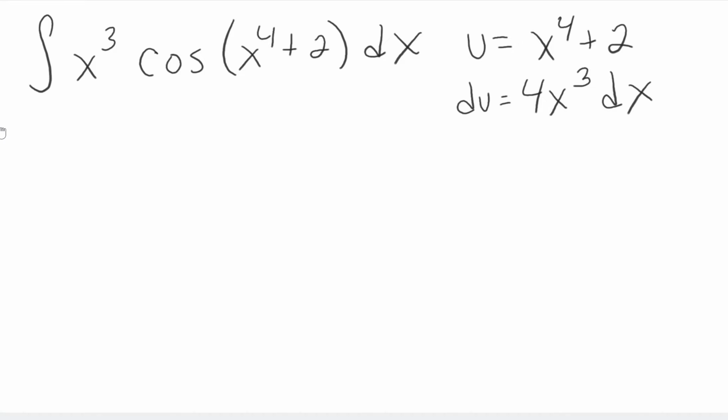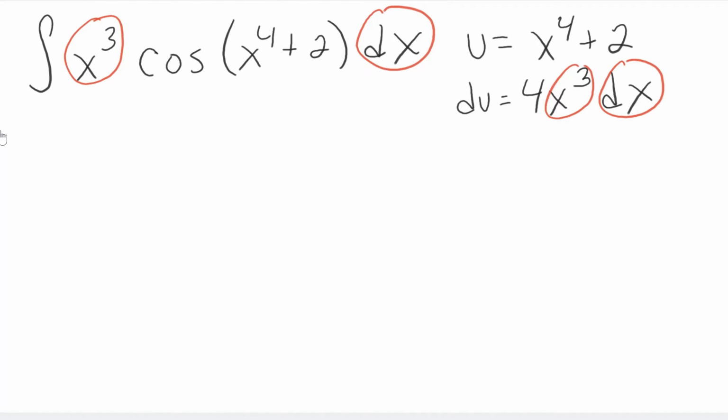All right, so I guess that turns into 4, right? Because that's the only thing left over from 4x cubed dx. Ah, almost. So I have that, and I have that. That's that, and that's that, right? I don't have the 4.